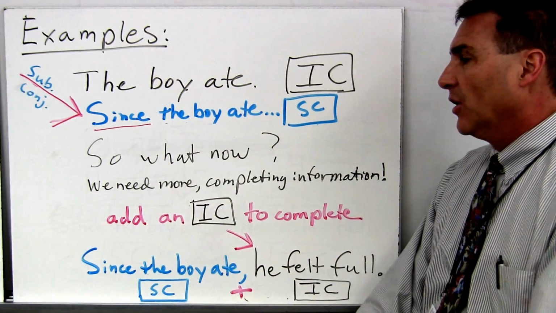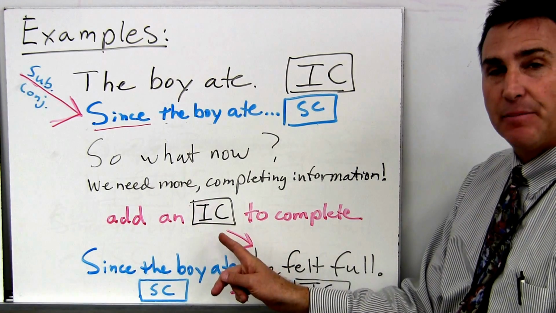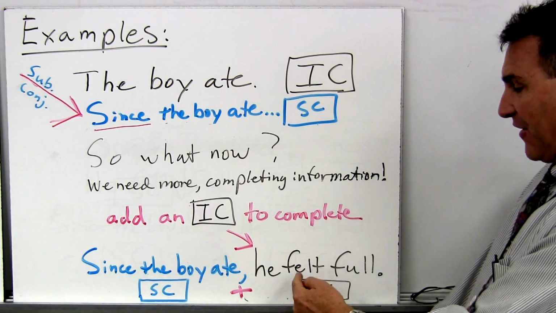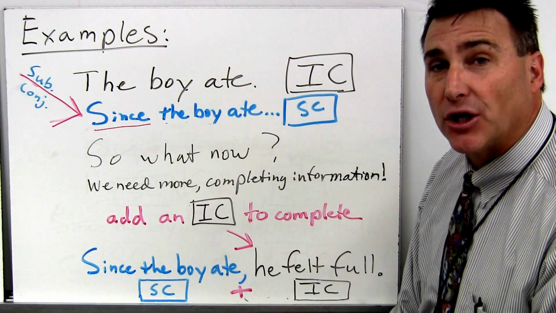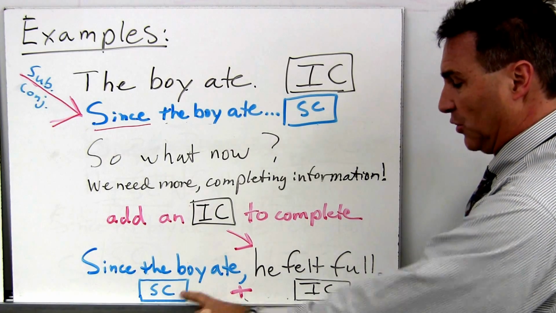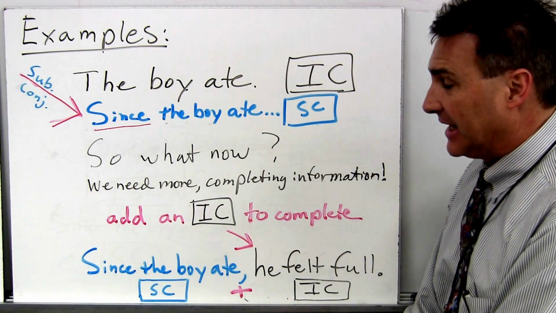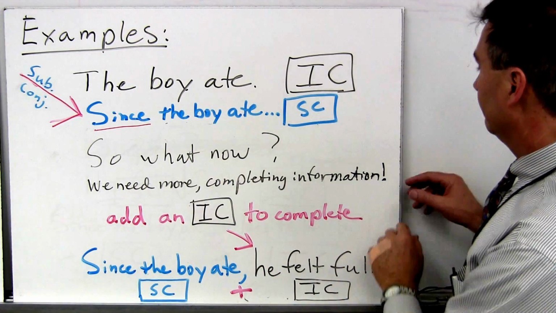So what now? We need more completing information. So we add an independent clause to complete it. In this case, he felt full. That's a sentence, right? An independent clause can stand on its own. Now, when joined together, the subordinate clause with the independent clause, we're happy again. We've got enough information that it makes sense. Since the boy ate, he felt full.